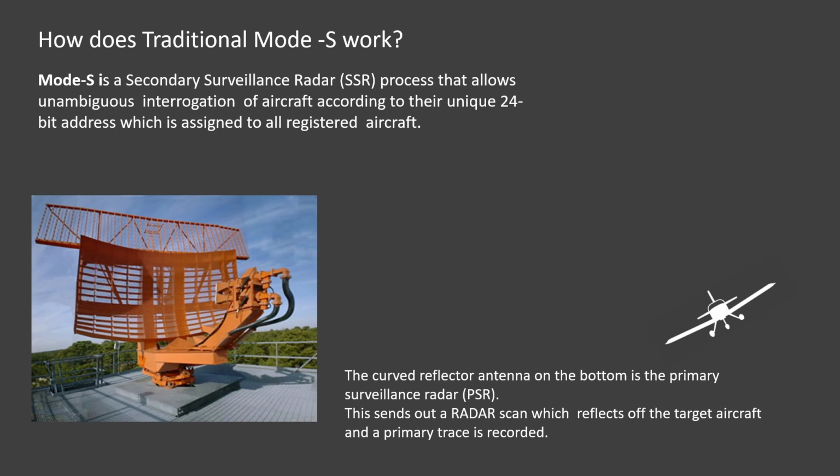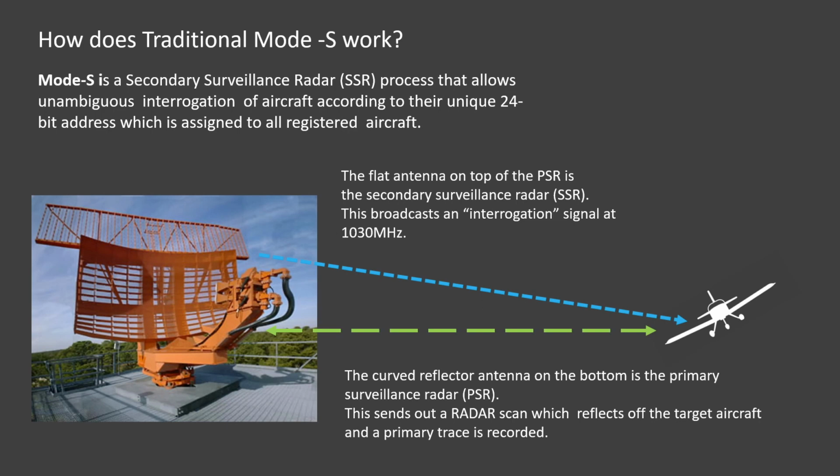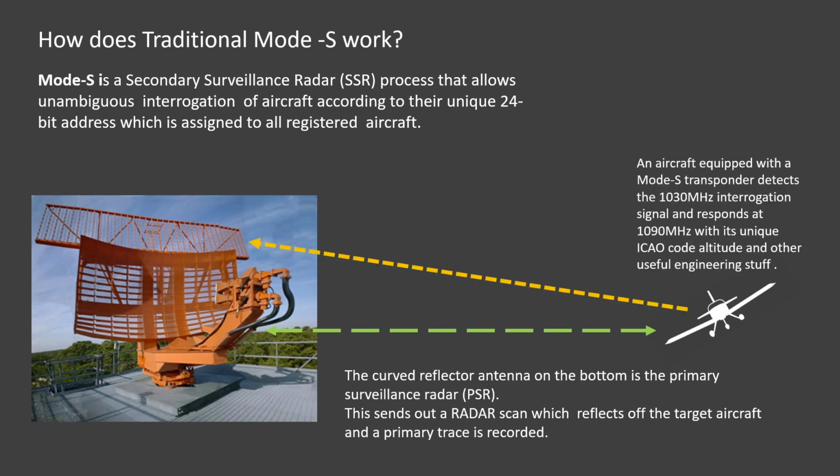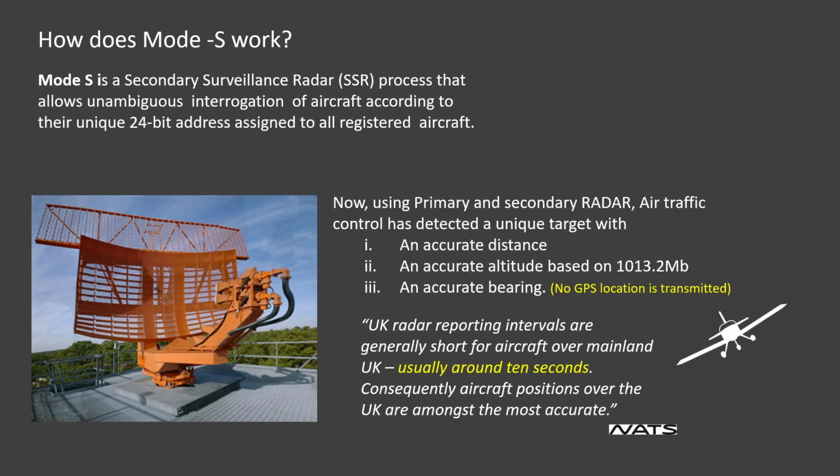Firstly, primary radar, which is accompanied by secondary radar, or SSR. When interrogated by SSR, the MODES transponder responds with information from the interrogated aircraft. Most importantly, this includes the unique ICAO code and the altitude. With this information, the aircraft's location can be uniquely identified, including its height and ICAO code. It's important to note that a standard MODES transmission does not provide GPS coordinates.